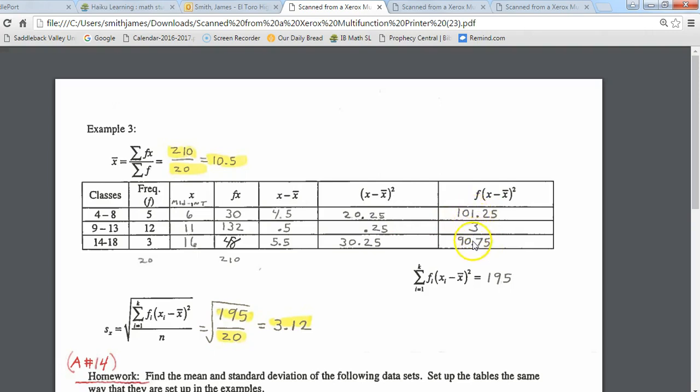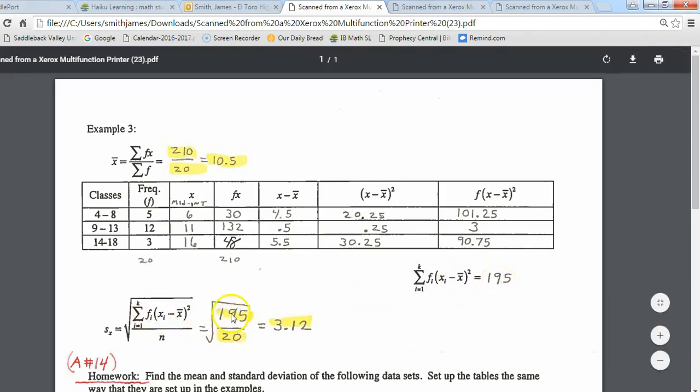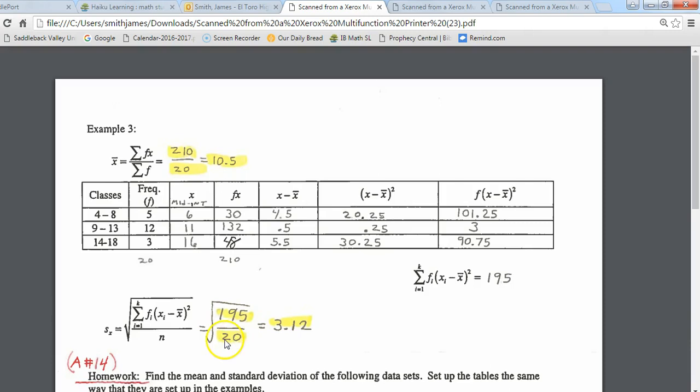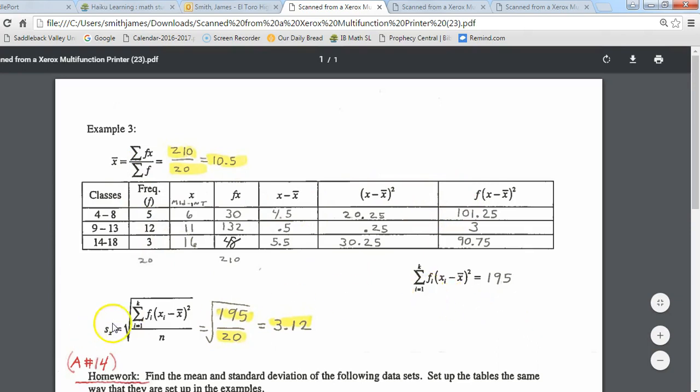You then add all this up to get the sum. Remember, that's your sum of all of your data, so 195. So here we are, we got the sum of our data, 195, divided by the number of terms, which is 20. Last, we take the square root, and there's our standard deviation. Again, we just use the table that you see here to help walk us through the use of this big old formula that we're working with on this one right here.